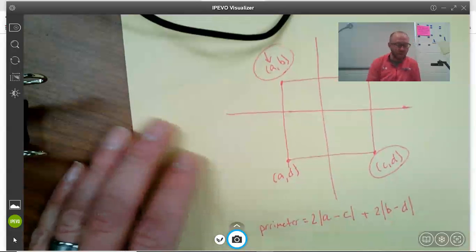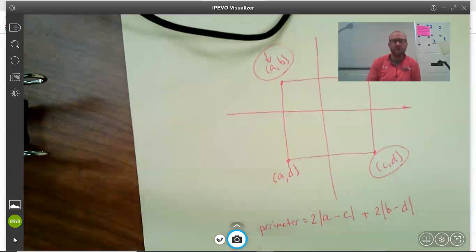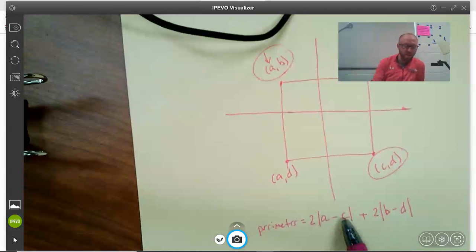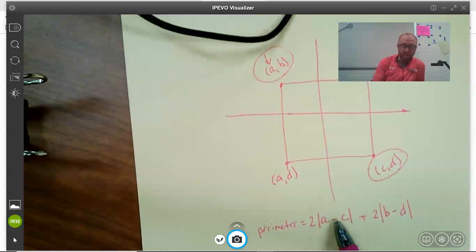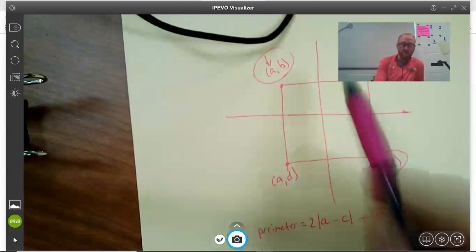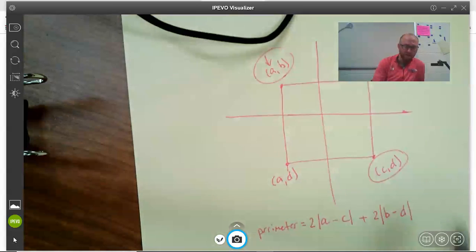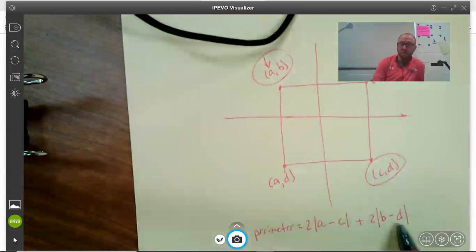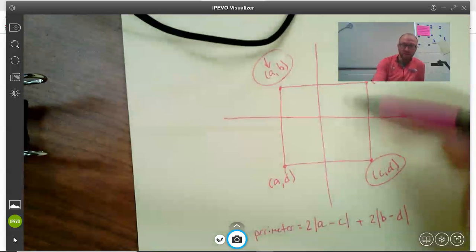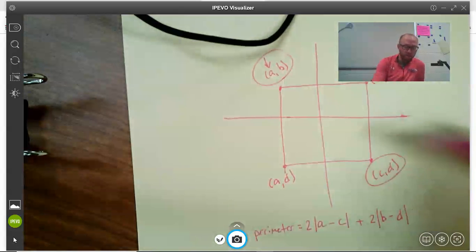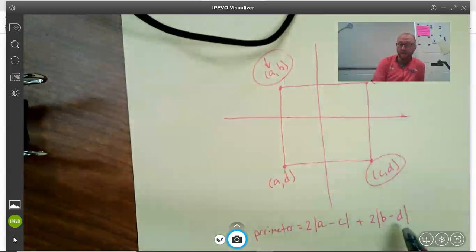So if somebody gave you something you couldn't graph, this is how you could figure it out. Okay, so the perimeter would be the difference between the two x-coordinates, but take the absolute value, multiply by 2 because there are two sides, top and bottom, and then take the difference between the two y-coordinates, which is the vertical up-down part here, and we have to take the absolute value to make sure it's positive.